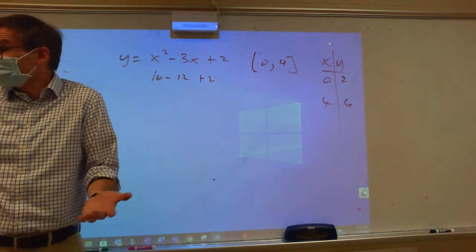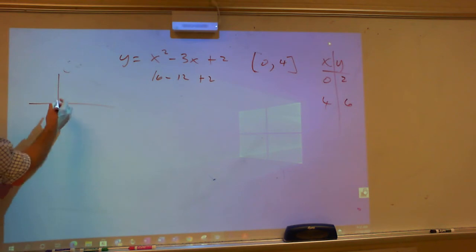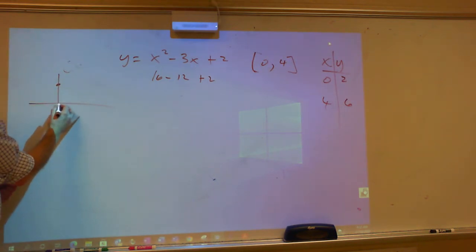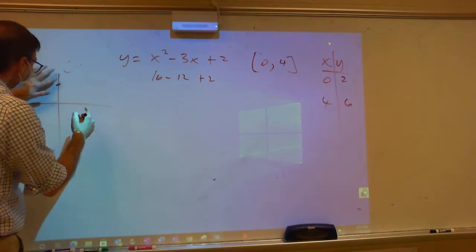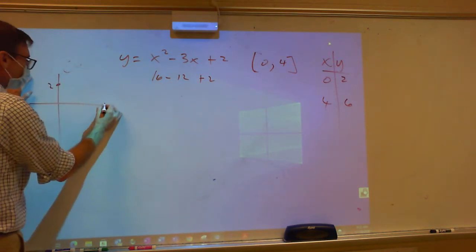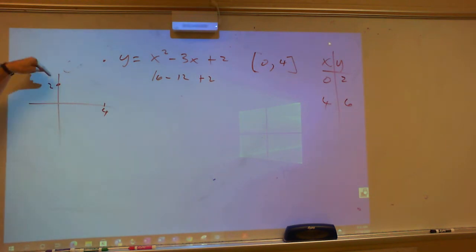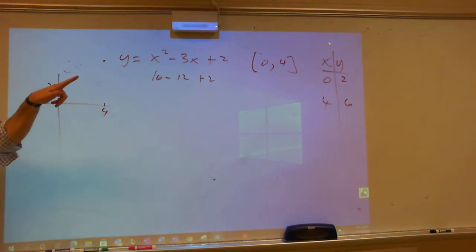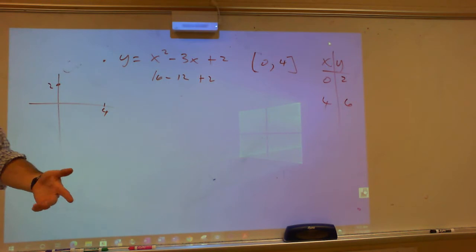Well, do we know what's going on? Here's a picture of what's going on. At 0, we're at 2. And then at 4, we're at 6. Do we know what's going on in between here and here? No. I'm fairly certain it's not a straight line. Can everybody agree on that? So, we know it's a parabola.